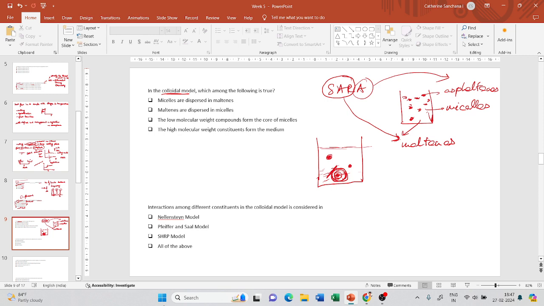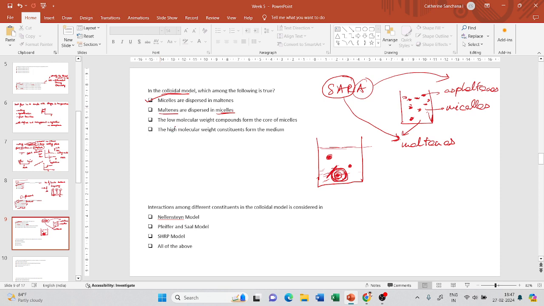So as per what I explained, in the colloidal model, which among the following is true? The micelles are dispersed in maltenes. Is it true? Yes. Let us see the other options as well. The maltenes are dispersed in micelles. No. Maltenes are the continuous phase and micelles are the dispersed phase. So maltenes cannot be dispersed in micelles. It is the other way around.